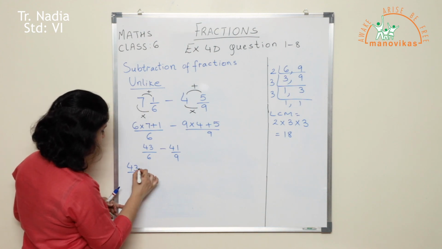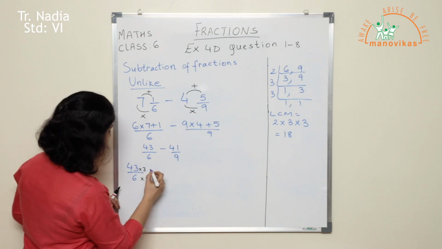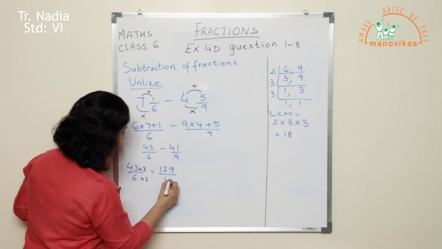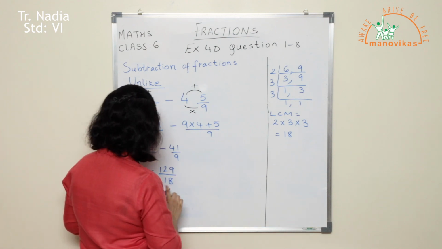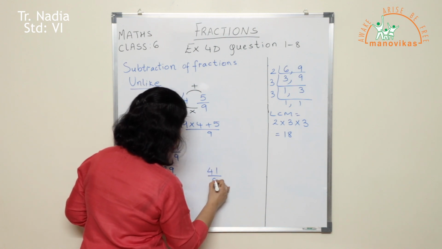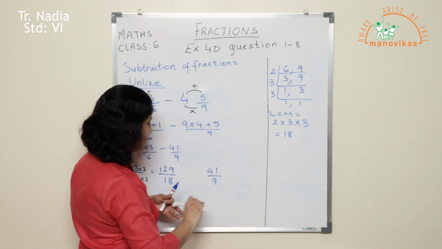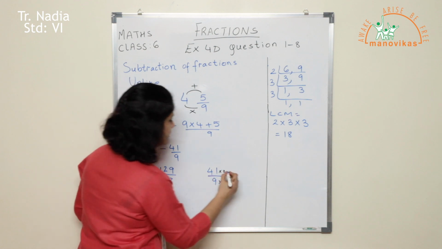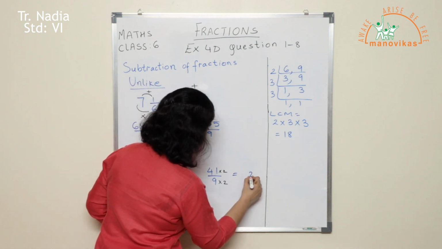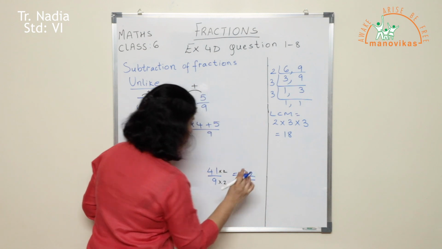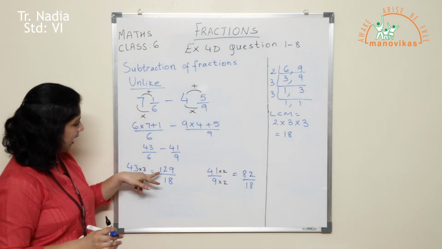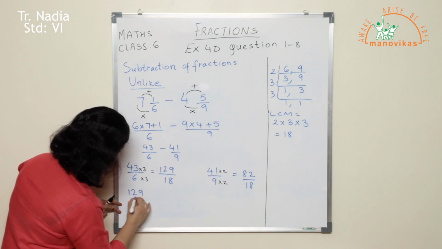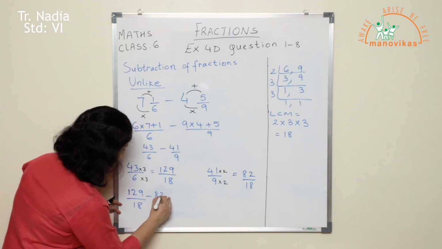Now the next step is to make both the denominators 18. 6 multiplied by 3 will give me 18. So 43 also has to be multiplied by 3. This will become 129 upon 18. Let us make this also into a like fraction. So 9 multiplied by 2 will give me 18. Same thing I'll multiply in the numerator. So this will become 82 upon 18. So my unlike fractions are now made like. I have 129 upon 18 and 82 upon 18. So now I will subtract these two like fractions.